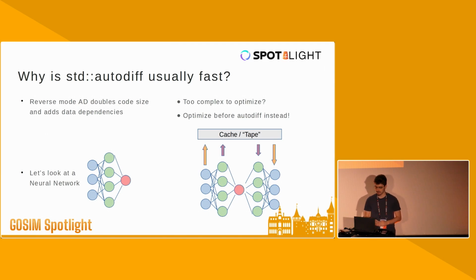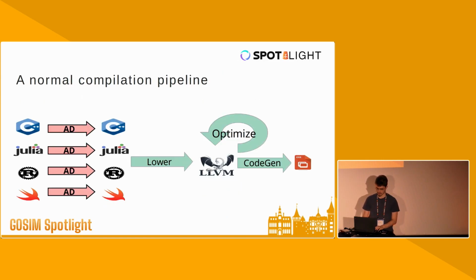And beyond that, we have something called the tape. To compute derivatives, you sometimes need stuff from the input or from the beginning of your neural network, which has already been overwritten. So we might either be able to cache it, or we might be able to recompute it, but at the end of the day, there's extra work going on. So that's how AD is usually slow in languages, because you just have so many extra things going on.